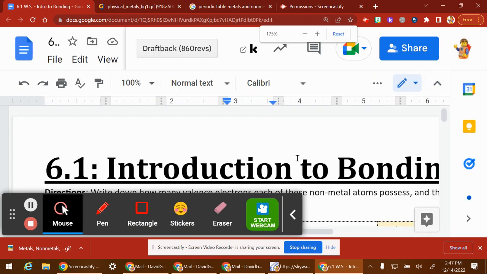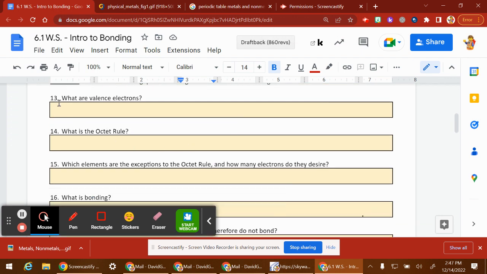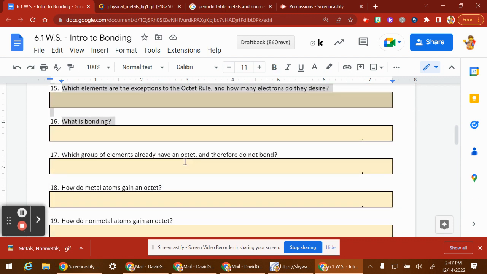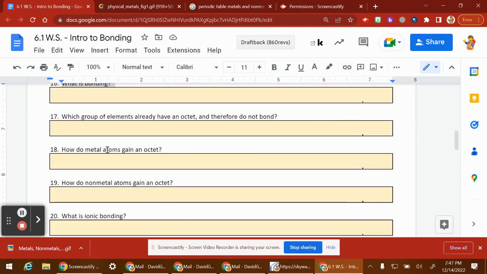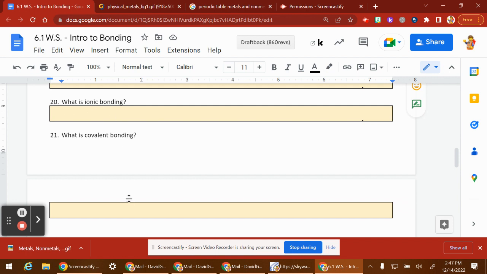Now, listen, I went over this with you in class a bit. Most of this homework is just going to be going through your notes and reiterating and covering the key points, such as what is bonding? How do metals gain an octet? How do non-metals do it? Okay, you can find all this in your notes. You don't need me to do it.